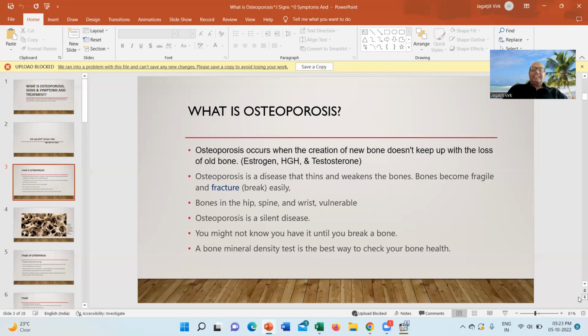A bone mineral density test is the best way to check your bone health frequently after a certain age.